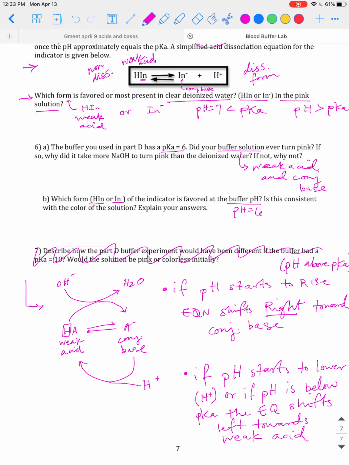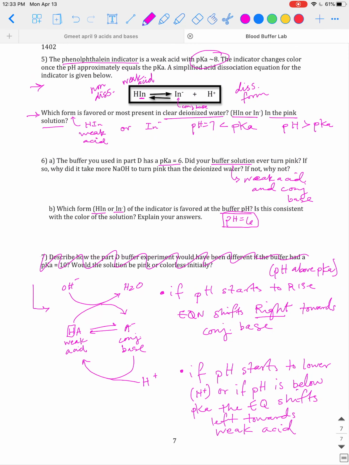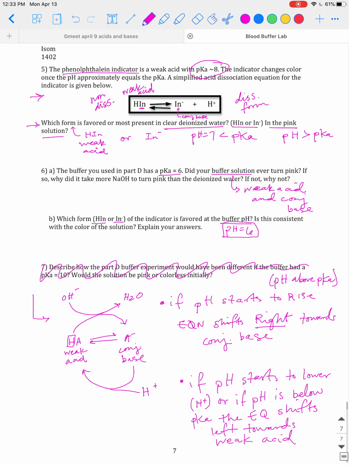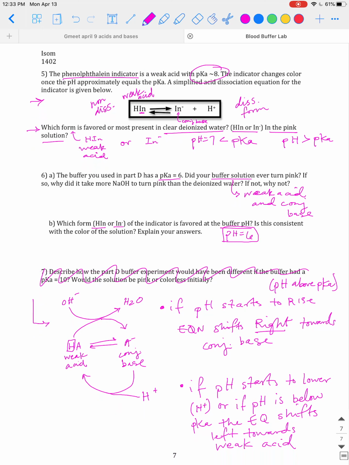Is this consistent with the color of the solution? Well, what was the color of the solution? You'll get that from the video. If it was clear, or if it was pink, think about what the pH of that solution is compared to the buffer pH, and why it would have been clear, why it would have been pink. All right, I hope that helps. If you have any questions on this as you go about it, feel free to email me.